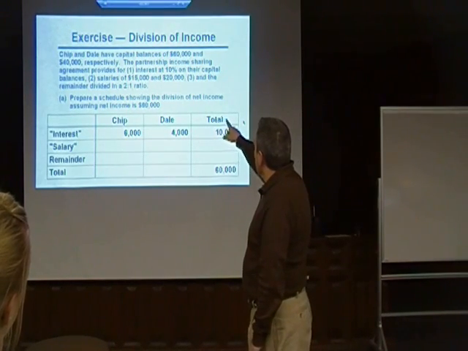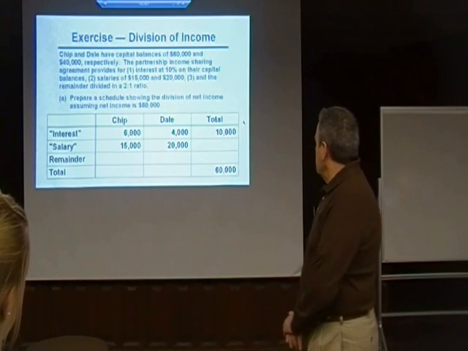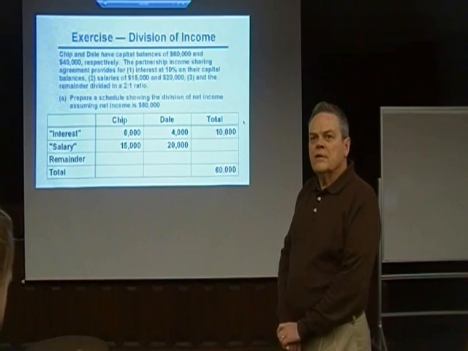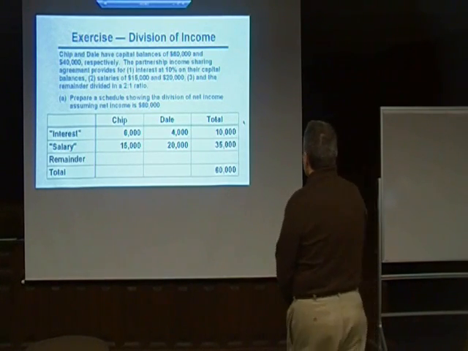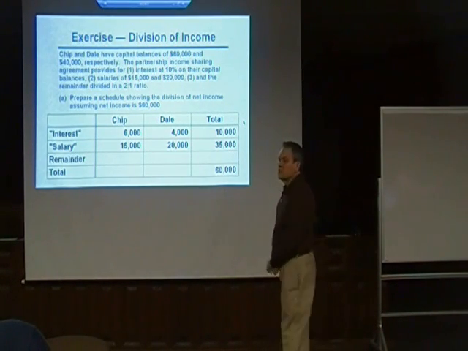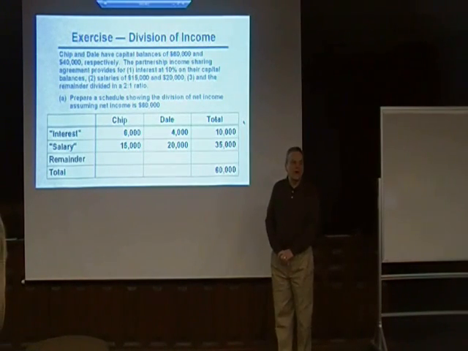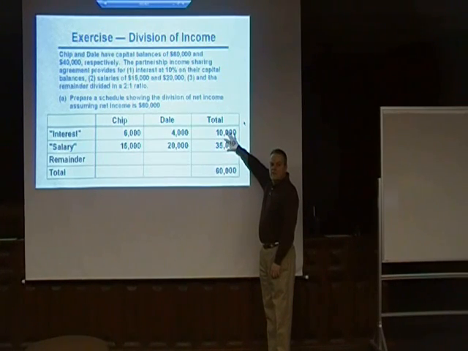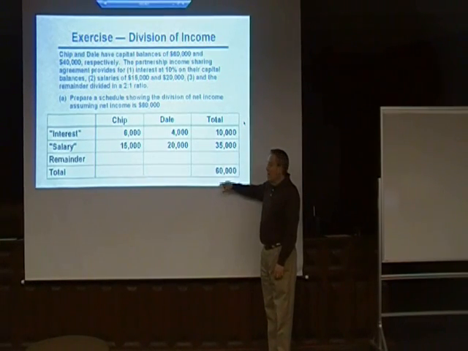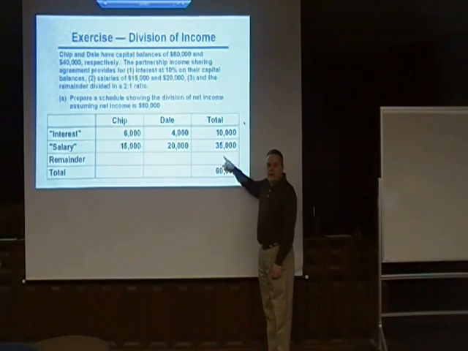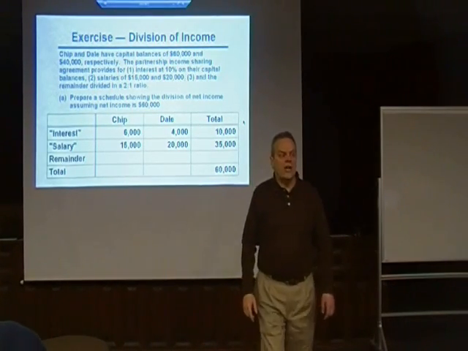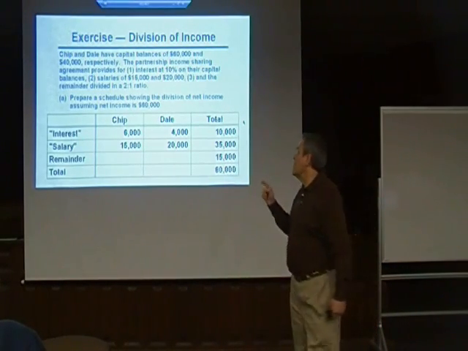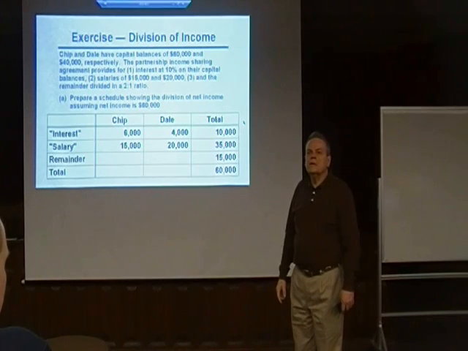Salaries. $15,000 to the first partner, $20,000 to the second partner, a total of $35,000 in that step, $35,000 of the $60,000. Here's the beauty of the total column. We have allocated $45,000 of the $60,000. How much is left to allocate? I need $15,000, and they're to share that $15,000 how? According to their agreement, which was 2 to 1.